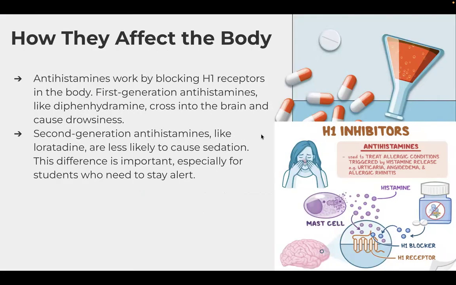So, how they affect the body. Antihistamines work by blocking H1 receptors in the body. First generation antihistamines like diphenhydramine cross into the brain and cause drowsiness, and second generation antihistamines are less likely to cause sedation. This is very important, especially for students who need to stay alert.